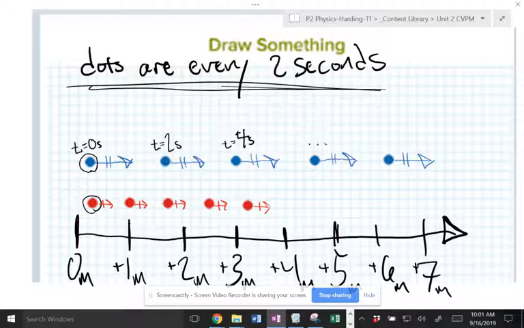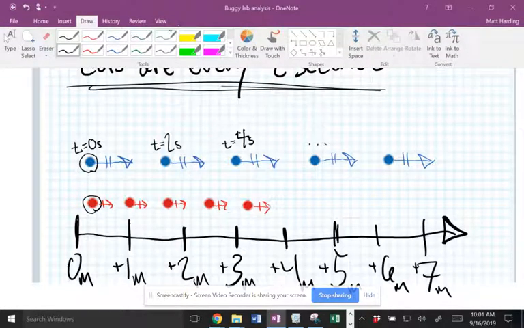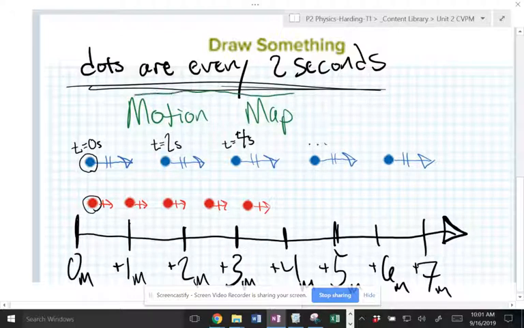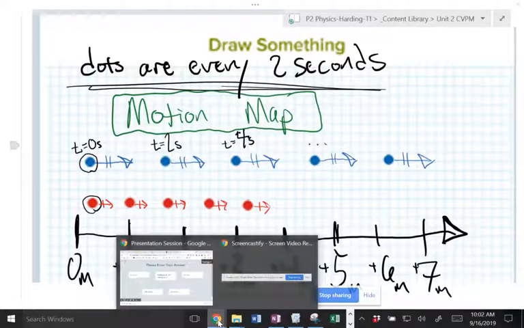Okay. So this is a new type of representational scheme here for us. This is called a motion map. And it's kind of based on the type of thinking we were using when we were doing the lab, right? We put the tape marks down and then visually we can easily tell if the speed is constant or not, okay? So same type of thing.